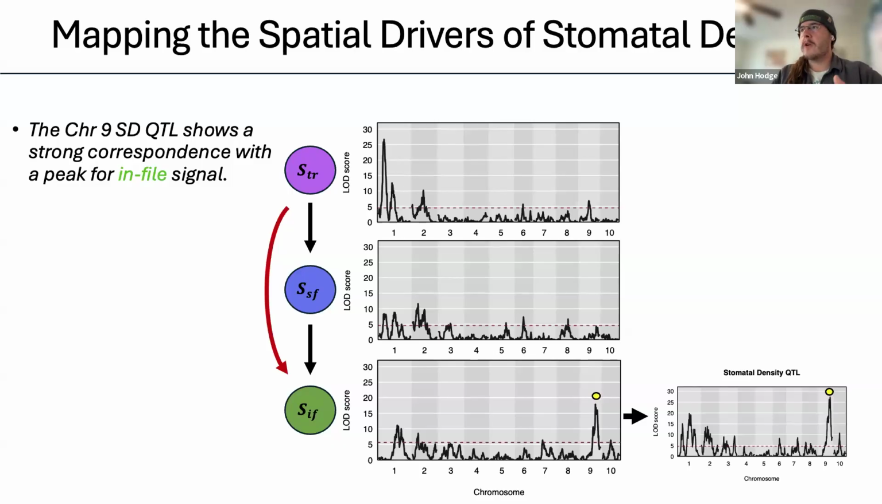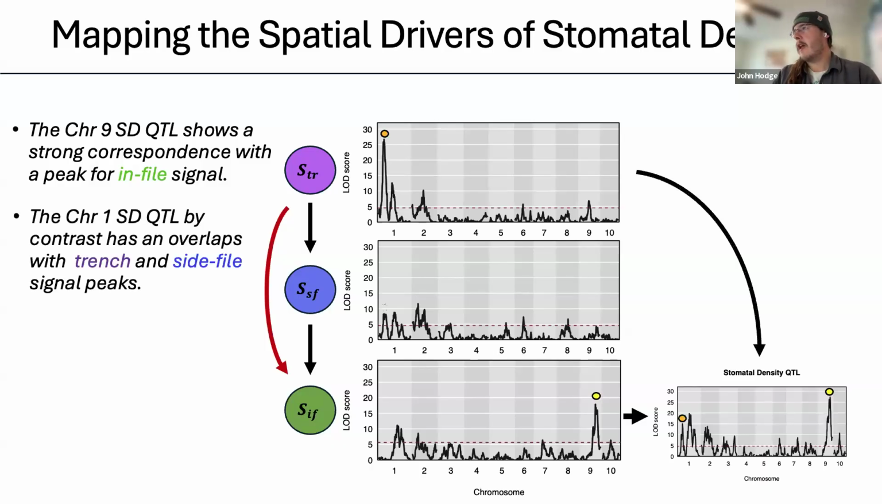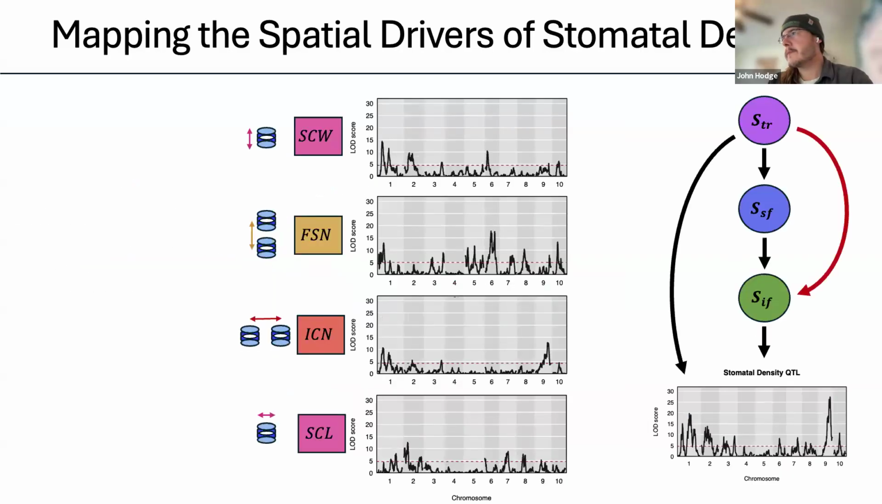However, as we start to look further up that triad, what we see is that there's an incredibly strong peak for the trench signal on chromosome 1, which is also shared by the side file signal, and it corresponds to that one peak that we might have initially thought was boring on chromosome 1. And so it looks like we're already seeing this segregation of our lateral and our longitudinal variation across discrete QTL within this population.